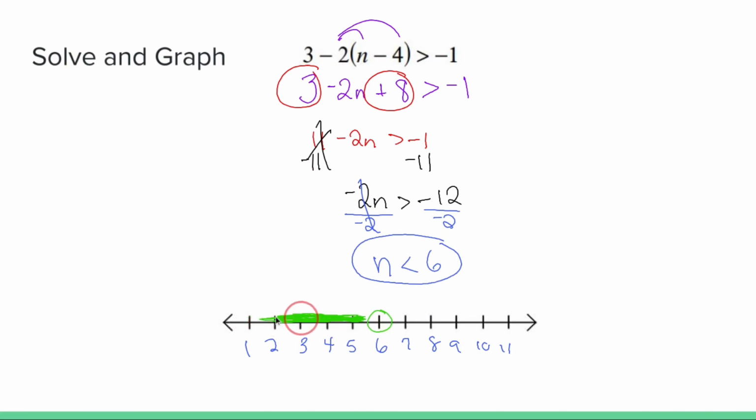And what this means is for the original problem, I'm allowed to take any number less than 6, substitute it in, and it'll work. I can plug in 0, I can plug in 4, I can plug in -1 billion, and this will become a true statement. Any number that I plug in that's below 6 and not including 6 will be greater than -1. All right? Solving and graphing inequalities. Fun stuff.